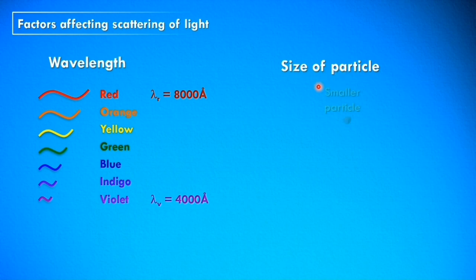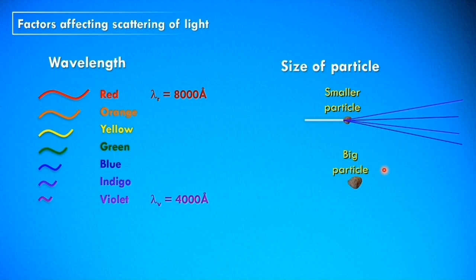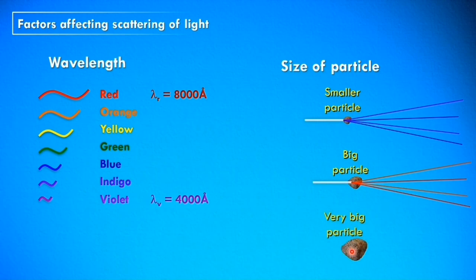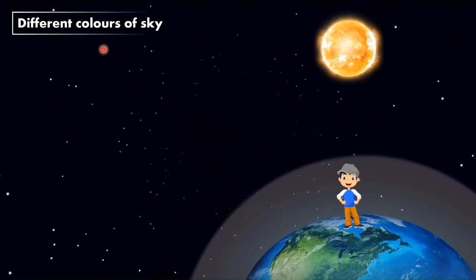The size of the particles, as you can see here: smaller particles scatter shorter wavelengths of light such as blue light, okay, and larger particles scatter longer wavelengths of light such as red and orange light, okay. And for very large particles, as you can see here, the scattered light appears white. So this is how the size of the particles affects scattering of light. I hope you all understood.